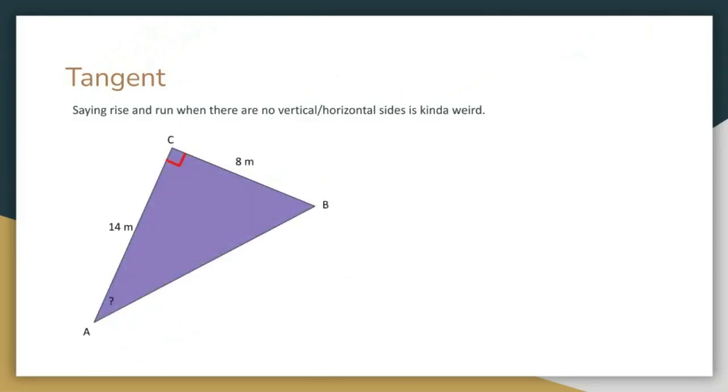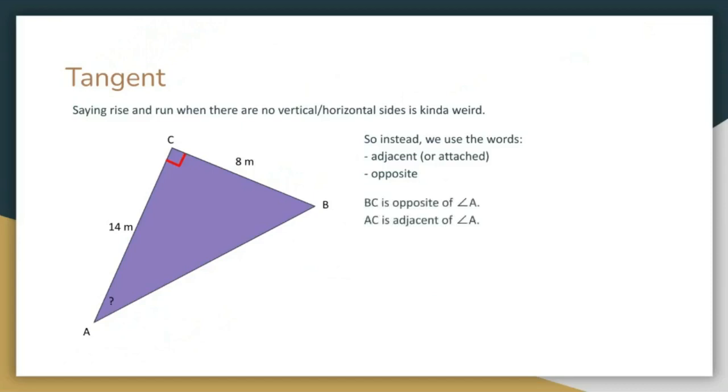So instead of rise and run, from now on, we are going to use the words opposite and adjacent respectively. Adjacent meaning right next to each other. That means, looking from angle A, side BC is the opposite side and side AC is the adjacent side.